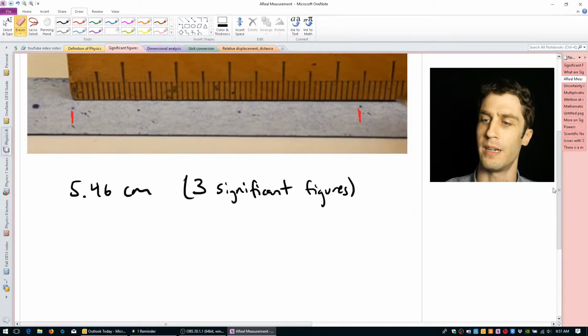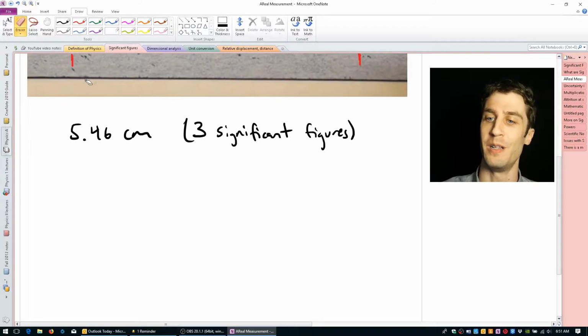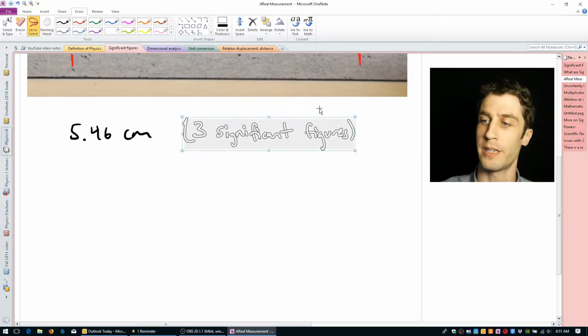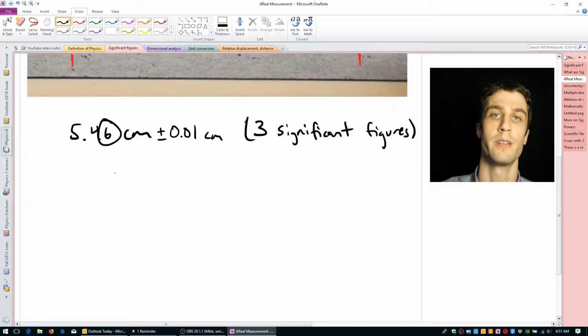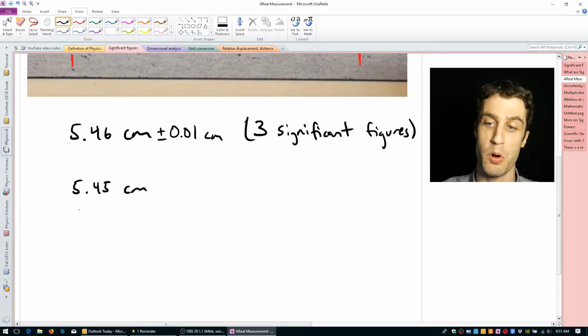So let's look at this previous example. We found that this was 5.46 centimeters. According to that rule that I just stated, because this is a measured quantity, it's plus or minus 0.01 centimeters. And the fact that it's 0.01 reflects the fact that we've reported out to 3 significant figures, out to the hundredths place in centimeters. Plus or minus, so it could be 5.45 centimeters, or maybe it's as large as 5.47 centimeters.